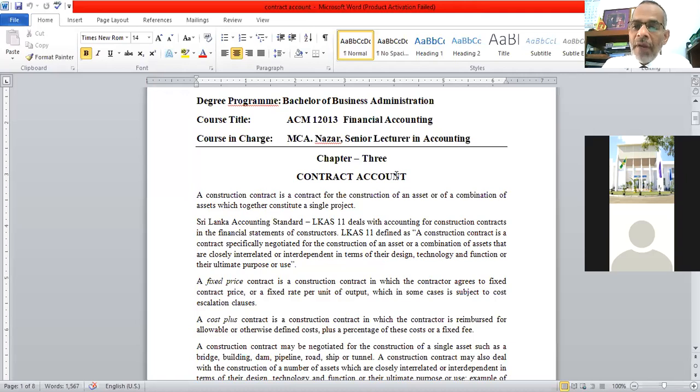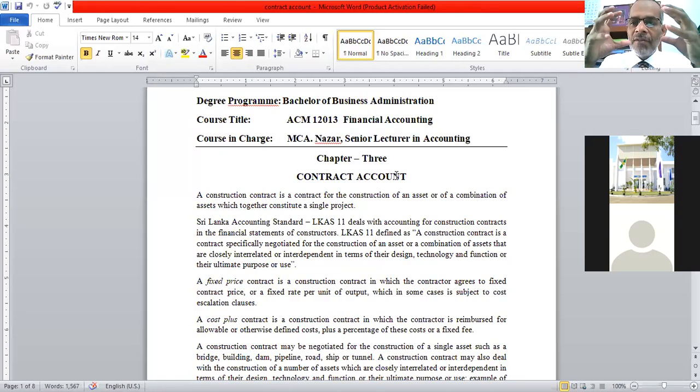Where do we have to transfer it? What are the records to be carried out? What are the entries to be done by us? Everything is given by the LKAS 7. Therefore, we have discussed the LKAS, the Sri Lanka Accounting Standards, which give the guideline on how to prepare the accounting. What are the documents to be prepared based on the LKAS 7? Therefore, the contract is basically the construction.